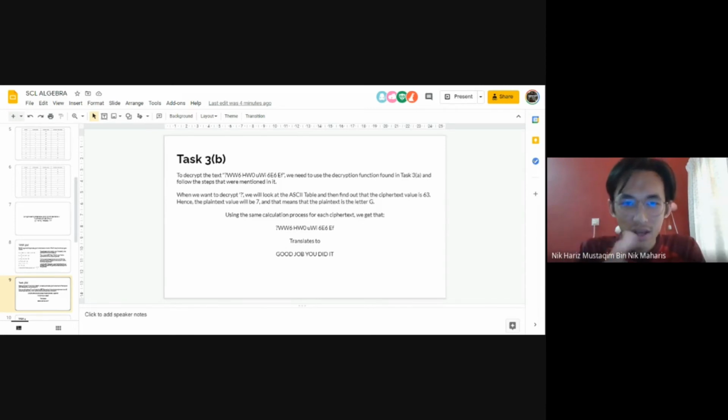After we have done the calculation process for each ciphertext, we get that question mark WW6 HW0 UWI6E6EF translates to "good job, you did it." And that is basically it for task 3. Now I'm going to hand it over to my other group mate for the next question.